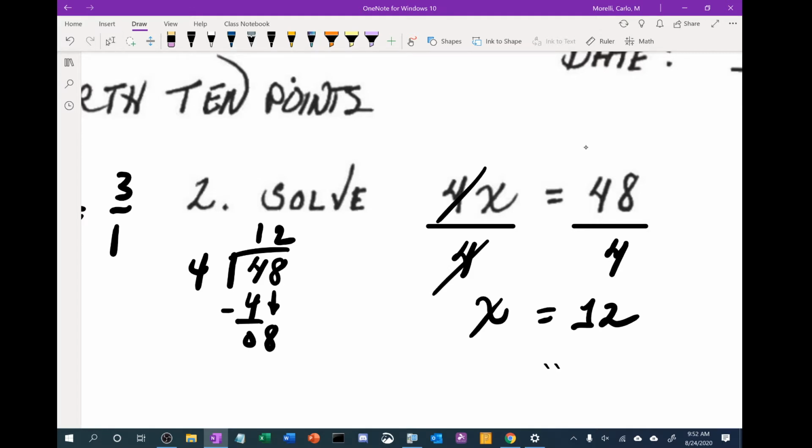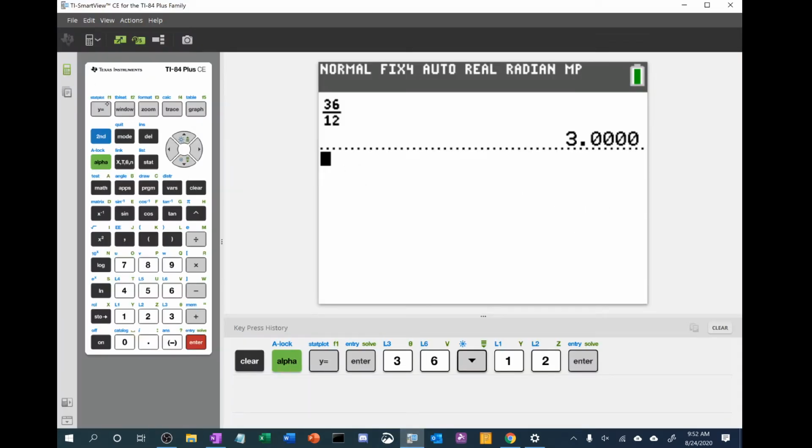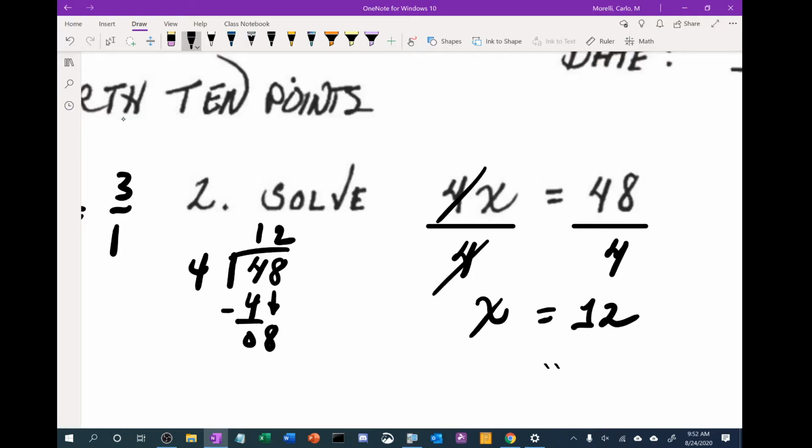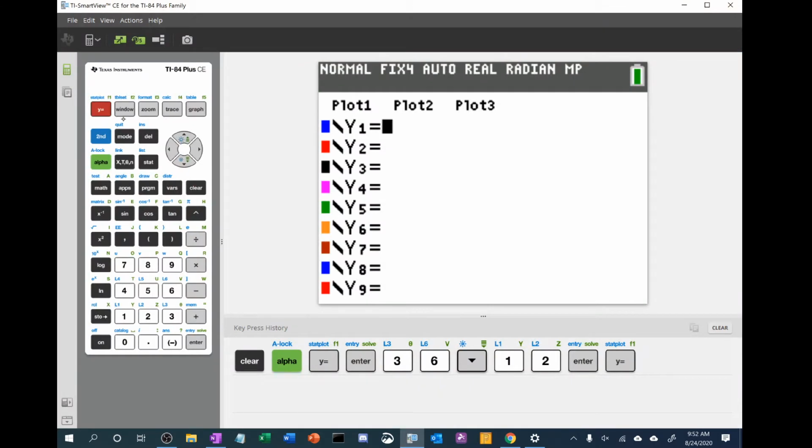Now let's say you didn't know that. You were uncomfortable with that. Let's go to CJ's method. We're going to go to the calculator. We're going to go to y equals. We're going to put the left side of the original equation, 4x, in y1. Is this what you were meaning? Yeah. We're going to put the right side, which was 48, in y2. And then we're going to hit graph.